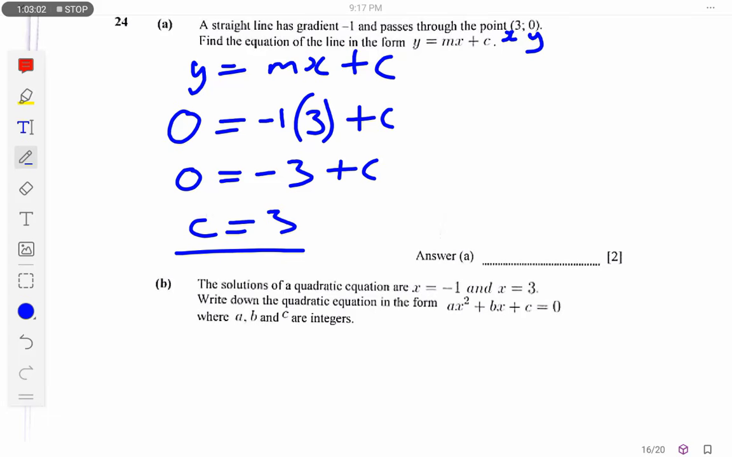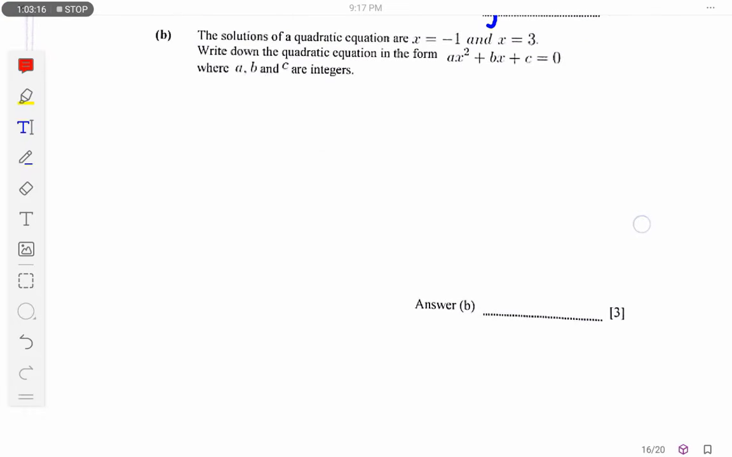Then we know our m. We said our m is equal to minus 1. So we can write the equation y equals minus x plus 3. We are done. Okay, let's move on.